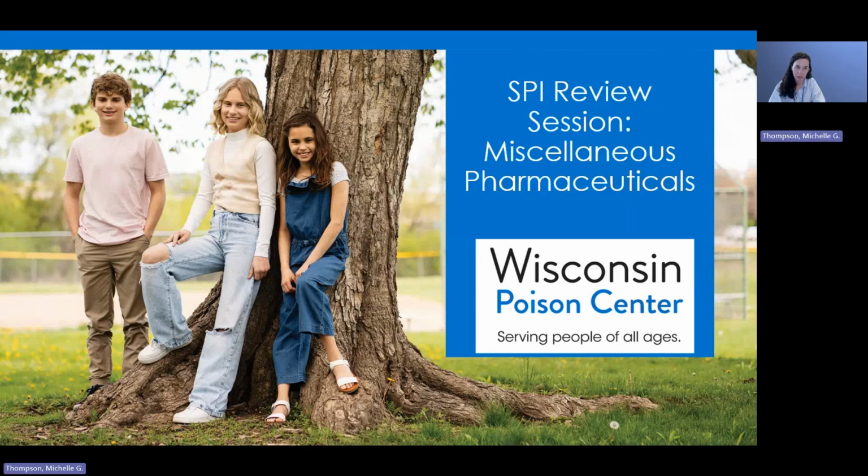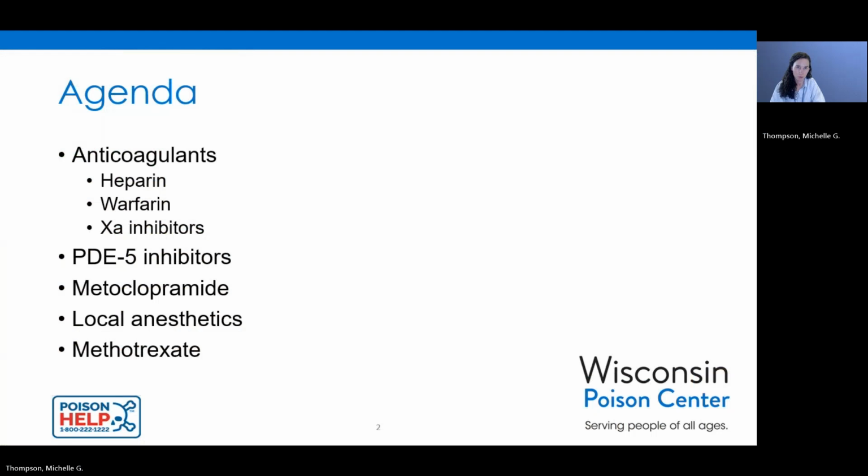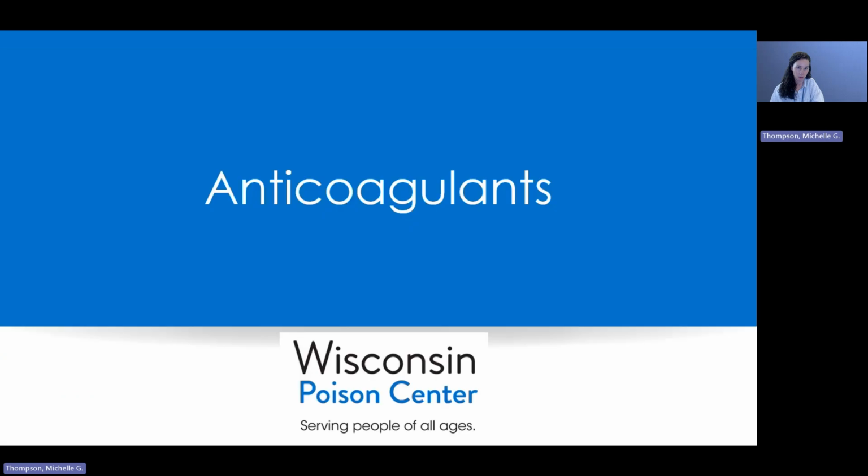Hi, everybody. This is the SPY review on miscellaneous pharmaceuticals. We'll go through a number of agents today, first focusing on anticoagulants, then moving into phosphodiesterase inhibitors, metoclopramide, local anesthetics, and methotrexate. We'll start with anticoagulants.